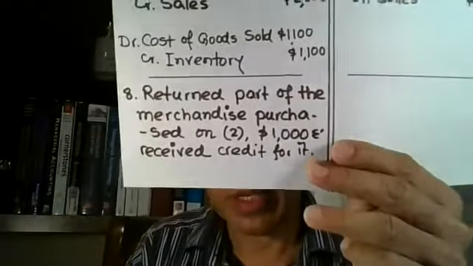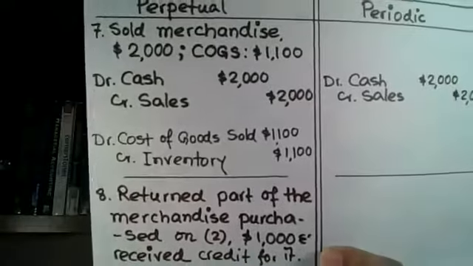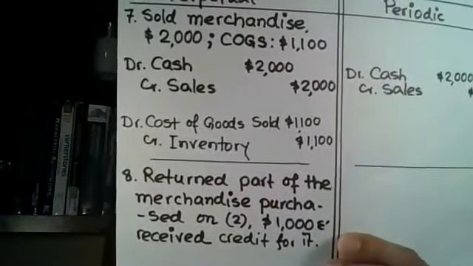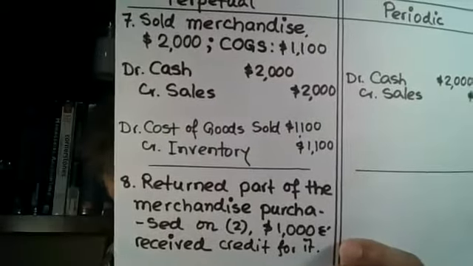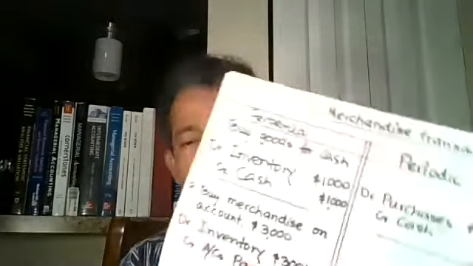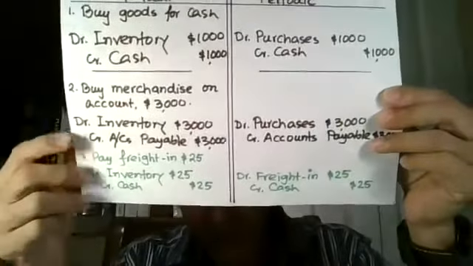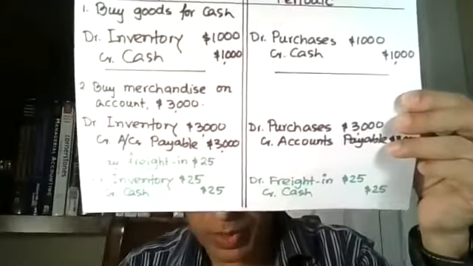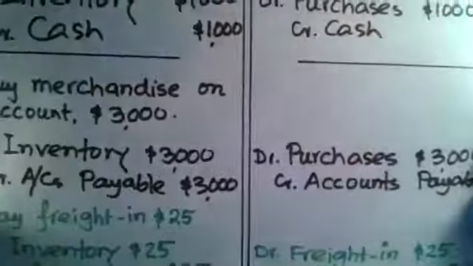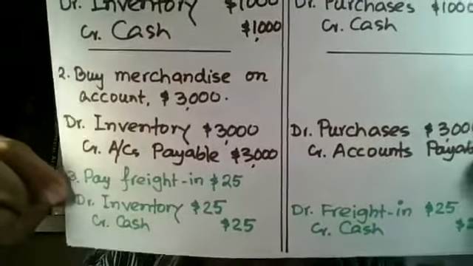So what's the transaction? Return part of the merchandise or part of the goods purchased on number 2. Oh, sorry. So this is not a sales return. This is going to be a purchase return. So on number 2, we had a purchase. Remember, was it a cash purchase or a credit purchase? I think that was a credit purchase. Yeah, number 2, you can see. Number 2 was a credit purchase. You can see buy merchandise on credit, on account, for $3,000. That is number 2.